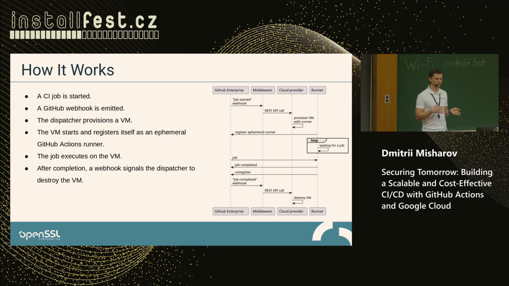It runs the job, or the job fails, and it sends the signal back to GitHub that the job is completed. Simultaneously it also sends a signal that it should be unregistered, so it does not stay in that repository. GitHub Enterprise then sends another webhook to our dispatcher, and the dispatcher again communicates with the cloud provider and says, please destroy that VM. So that's basically the flow of how that dynamic approach works, and how we use it in our GitHub Enterprise instance.